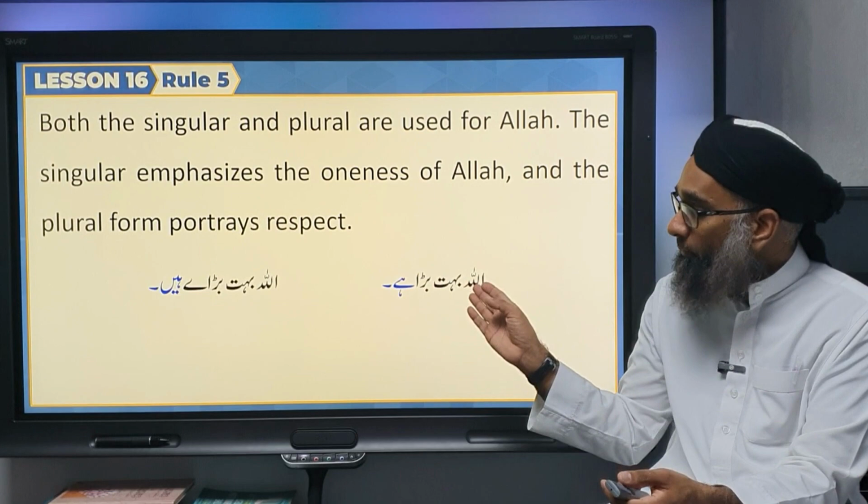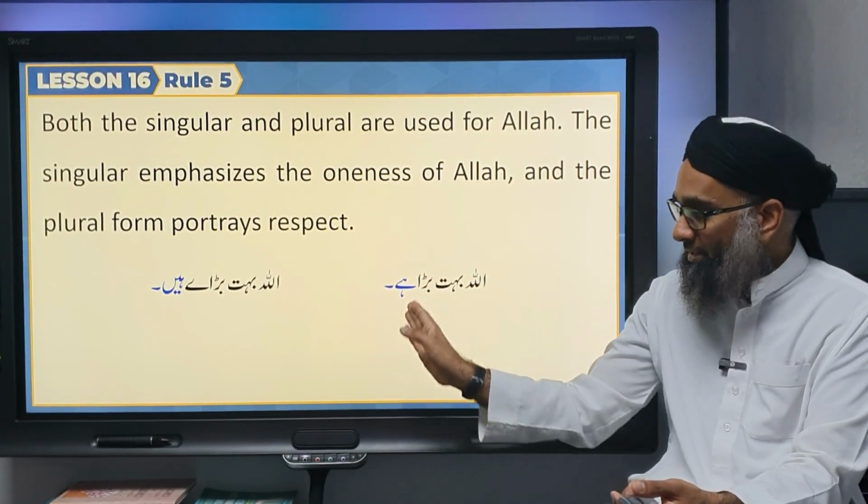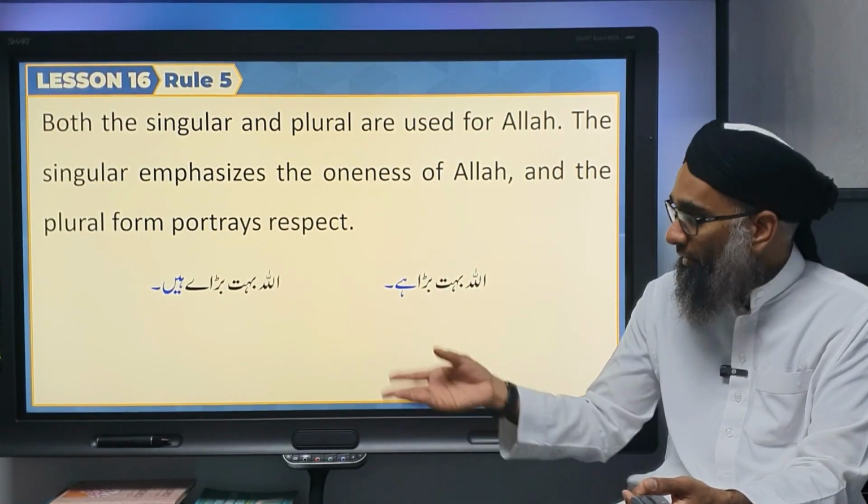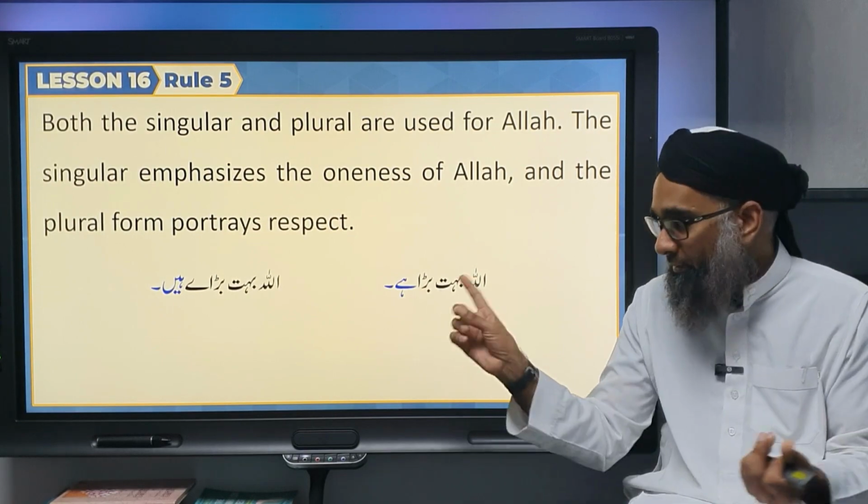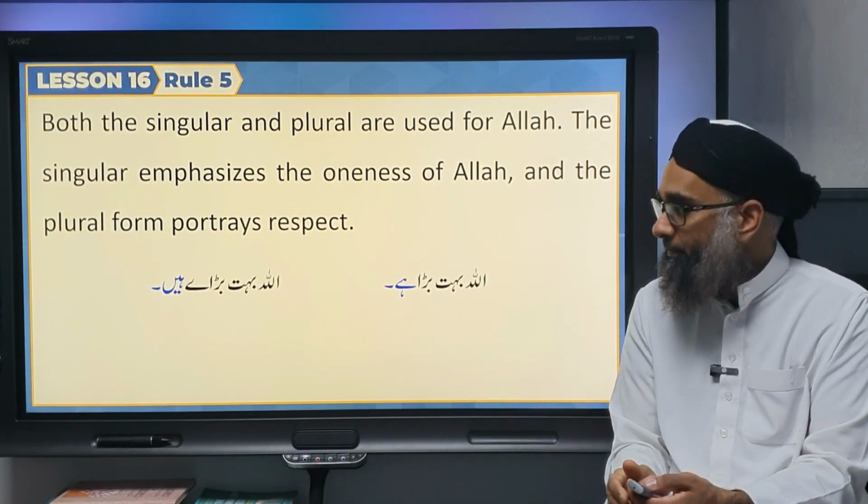Okay. So for example, Allah bahut bara hai, you will see something. So bara is singular and hai is singular for Tawheed, and Allah bahut bade hain. Bade is respect and hain is also respect.